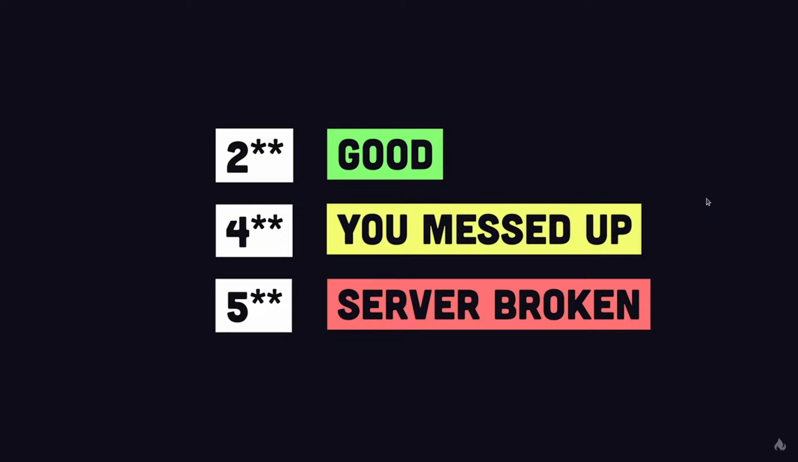Codes at the 200 level mean that things went well. At the 400 level, it means something was wrong with your request. And at the 500 level, it means that the server failed.